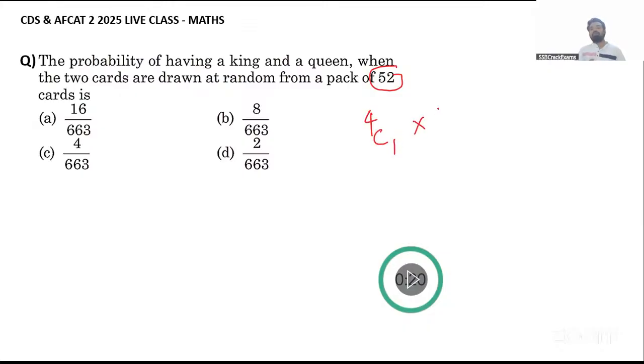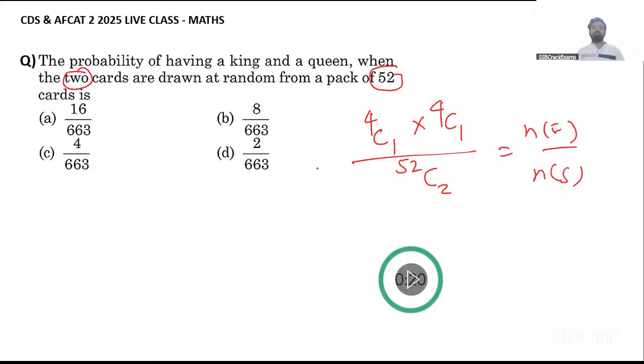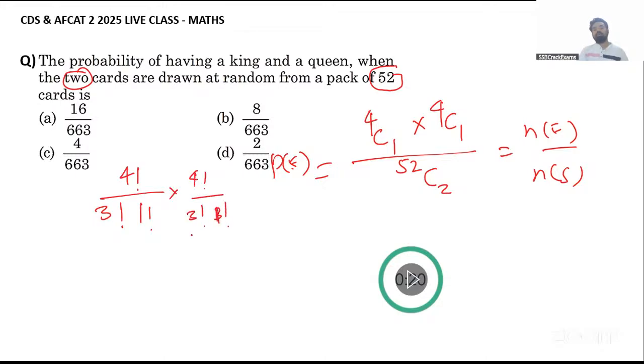How many queens are there? 4, and one queen is selected out of 4. How many total cards are selected? 2 cards out of 52. This is how we do it: 4C1 into 4C1 divided by 52C2. So number of favorable upon number of total. This is the probability. So what is 4C1? It is 4 factorial upon 3 factorial 1 factorial, multiplied by 4 factorial upon 3 factorial 1 factorial, upon 52 factorial divided by 50 factorial and 2 factorial.